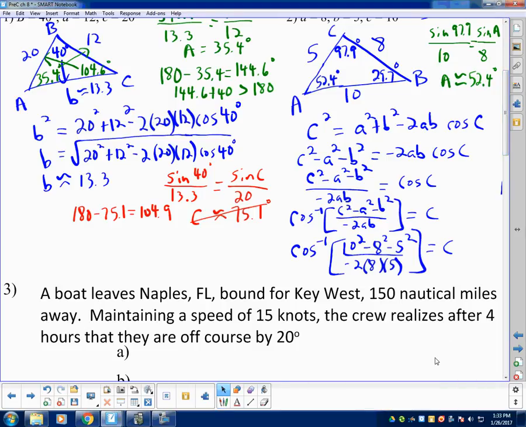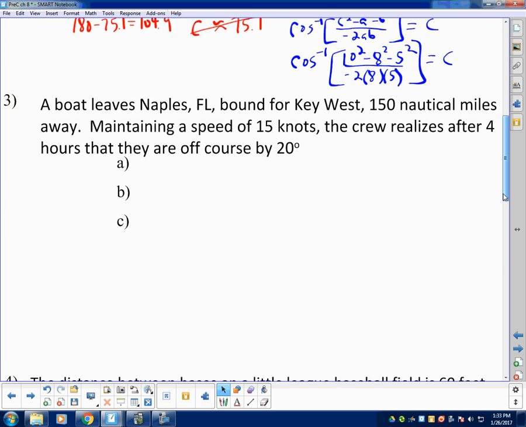Alright, so we've solved that triangle. We found all three angles. If we had tested this angle A that we found, 180 minus 52.4 would give me an angle that when combined with 97.9 would be well over 180. So just one single triangle possible here. Alright, let's go on to number 3.